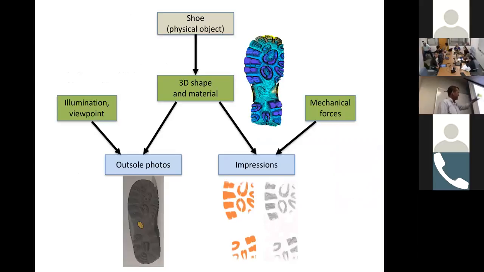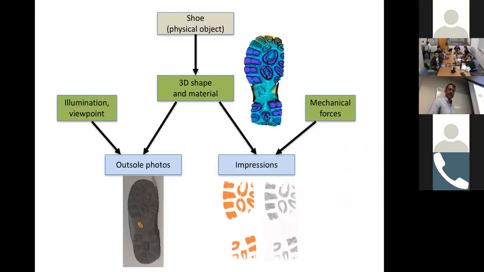On the other hand, these impressions are a function of that 3D shape along with some mechanical and dynamical forces which leave this impression. And so both of these share, in some sense, this underlying connection to the 3D shape of the shoe. And so this has motivated us to start looking at how we might fill in some of the arrows in this diagram. Can we map from photos to 3D shape, or from 3D shape to impressions, and so on?